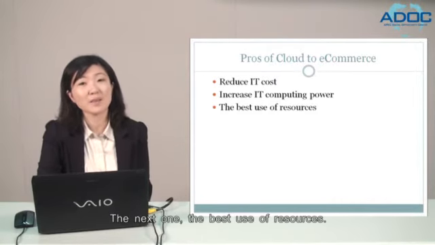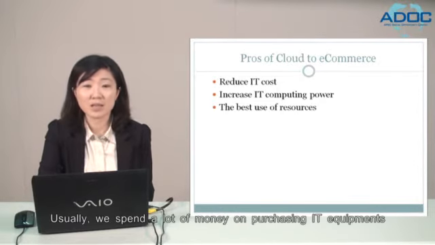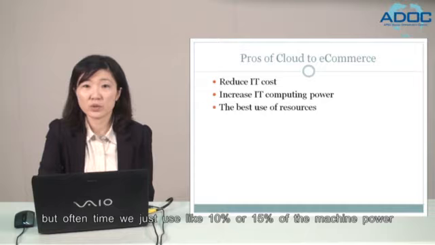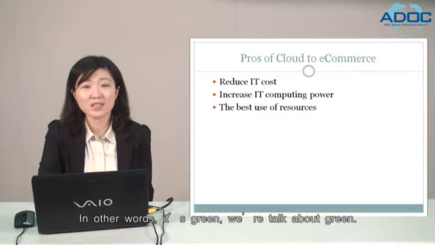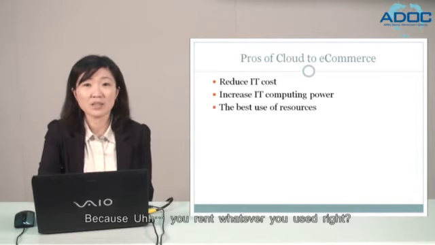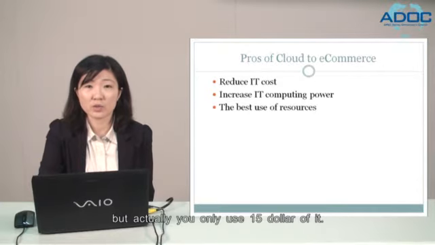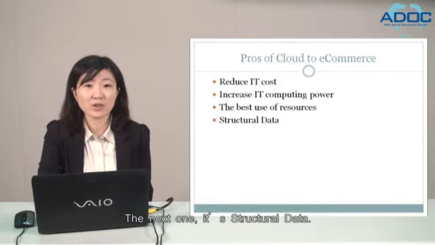The next one, the best use of resources. Usually, we spend a lot of money on purchasing IT equipment, but oftentimes we just use like 10% or 15% of the machine power. But if you just rent it, you can save a lot of cost. And in other words, it's green. We will talk about green because you rent whatever you use, right? You don't need to spend $100 when you actually only use $15 of it. It's a waste.